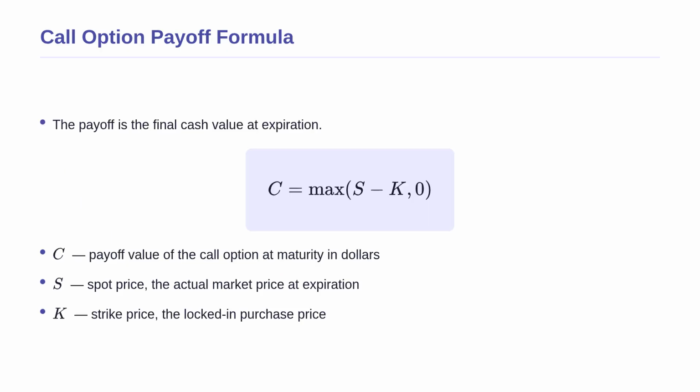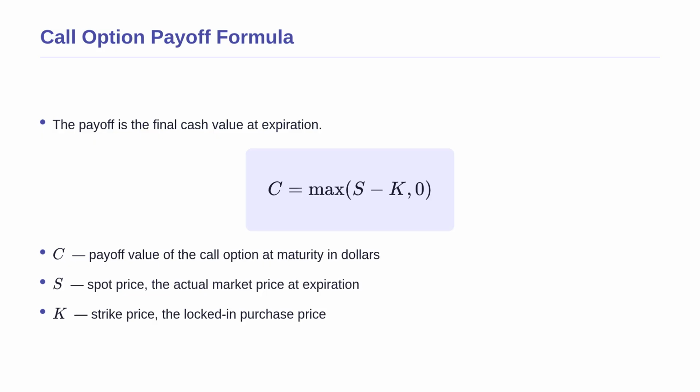So, how do we calculate exactly what this call option is worth when it expires? We look at the difference between the current market price and your locked-in price. This brings us to the call option payoff formula. C represents the payoff value. S is the spot price or the actual market price today. K is your strike price.